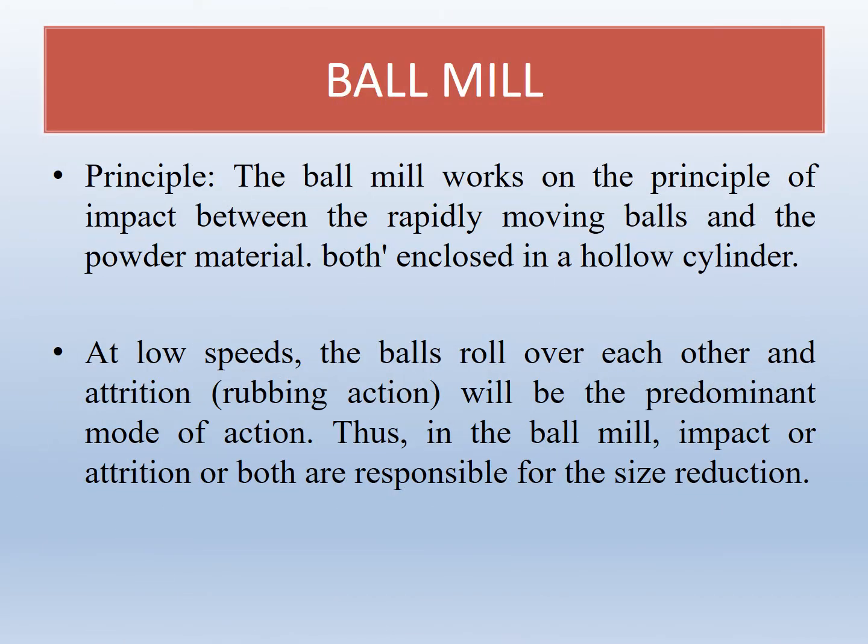Next is the ball mill. The ball mill works on the principle of impact between rapidly moving balls and the powder material. Both are enclosed in a hollow cylinder. At a low speed, the balls roll over each other and attrition will be the predominant mode of action. Thus in the ball mill, impact and attrition are both responsible for size reduction.